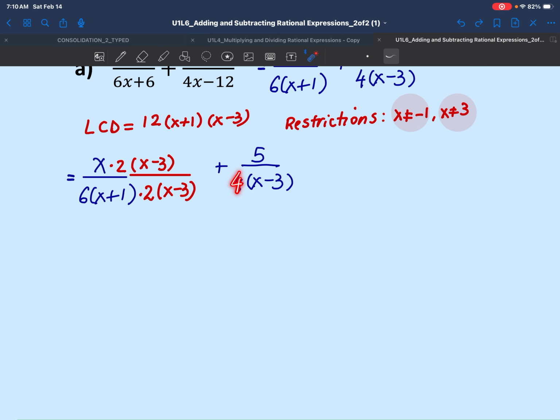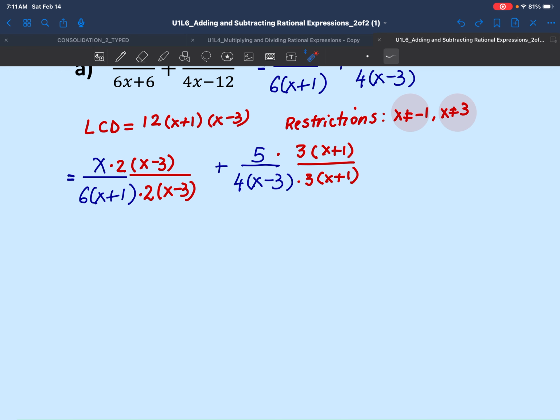We want to make it a 12th. That means you multiply by 3 over 3. And we have x minus 3. We need to introduce the x plus 1 as a factor here. So we'll multiply by x plus 1 numerator and denominator.